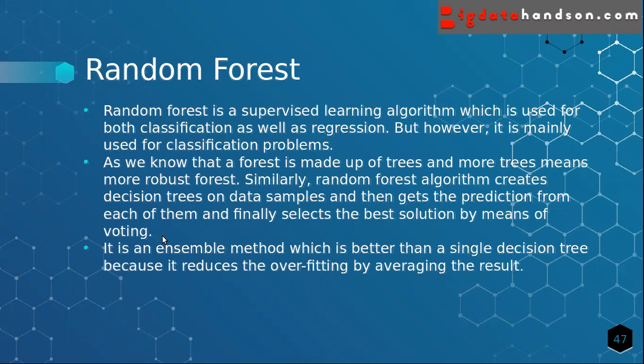The final result will be selected by means of voting. For example, if you have 10 trees in your random forest, the 10 trees will give 10 different results. After getting the results, we find the best solution by voting. That's what we do in a random forest. It is an ensemble method which is better than a single decision tree because it reduces overfitting by averaging the result. In a decision tree, we usually face overfitting.